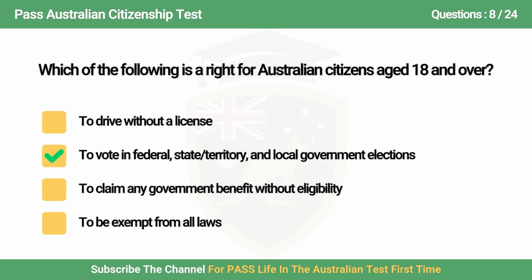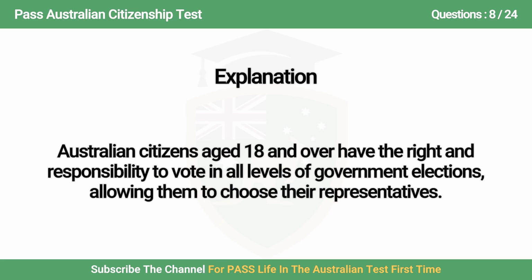Answer is B. To vote in federal and local government elections. Australian citizens aged 18 and over have the right and responsibility to vote in all levels of government elections, allowing them to choose their representatives.